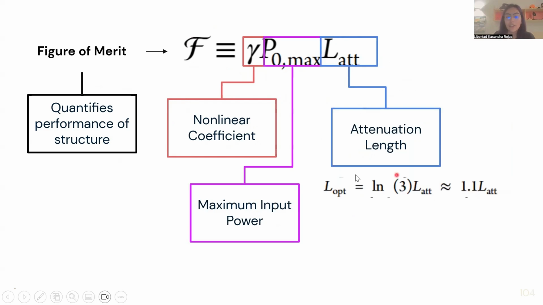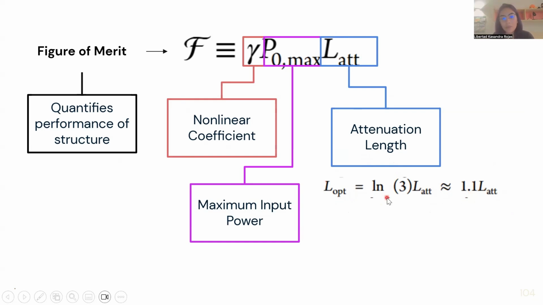Finally, we have the attenuation length. I've already explained this. And just as a fun fact, there is a direct relation between our optimal length and attenuation length. This derivation is done in an entirely different paper, but it turns out to be a factor of 1.1.